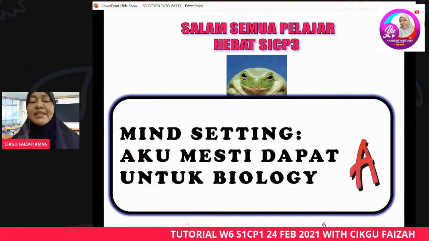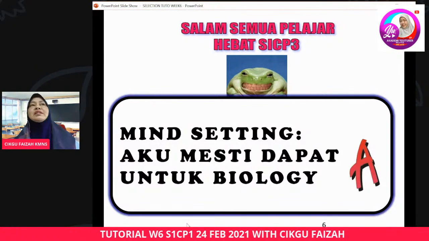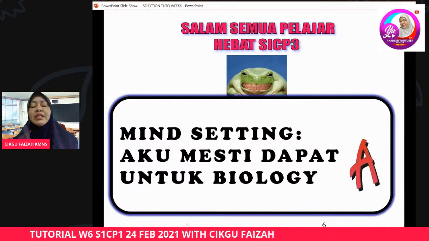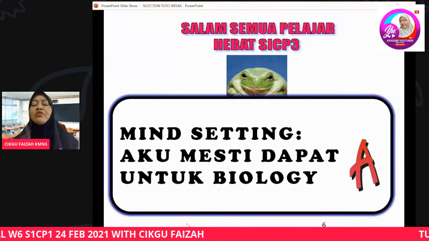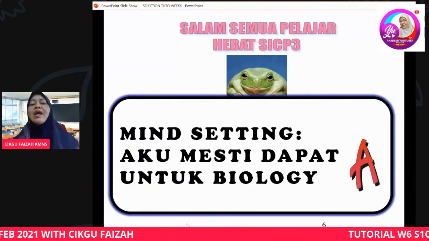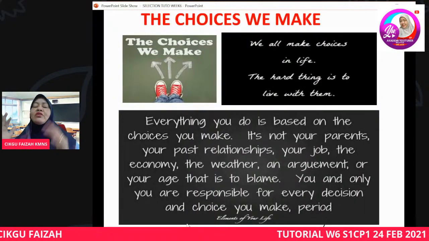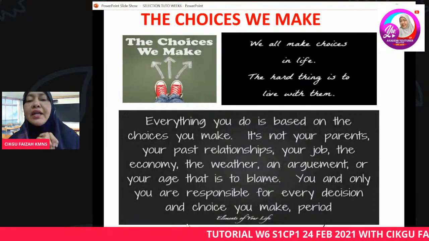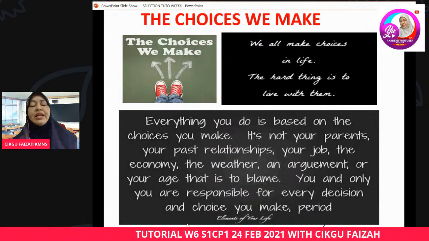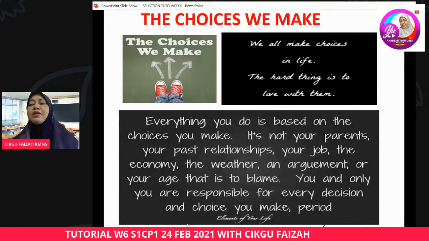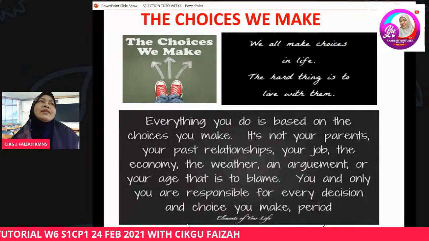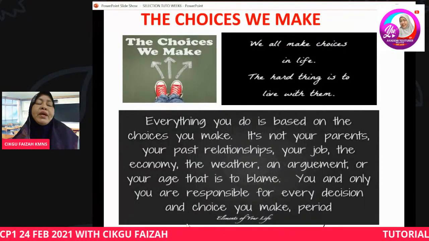Okay, so the mindset from now on in class, now it's week 6. Teacher wants you to have the mindset that you must get your A, right? So in order to get an A, you have to revise. Alright, so let's start with the choice we make. Okay, in our routine, in our life, sometimes there is a time where you need to make a decision.